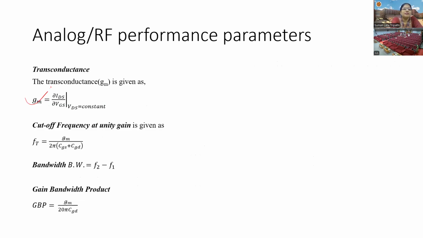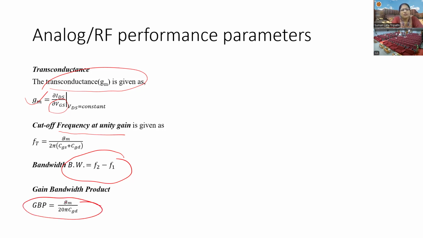So transconductance must be very high. Transconductance means the variation of current with respect to the variation of gate voltage, so it must be high. Then the unity gain cutoff frequency. Bandwidth should be large, because a large bandwidth means it is suitable for various ranges of input frequencies, and gain bandwidth products. So these are certain parameters, and some noise margins are also part of analog performance. Power consumption includes both analog as well as logic performance.